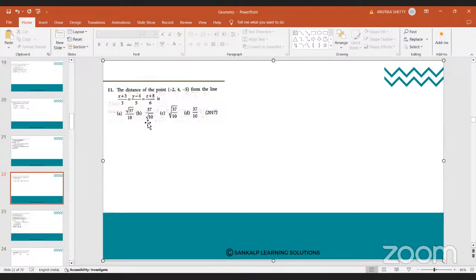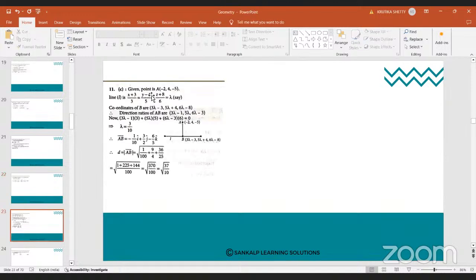See how we can solve this example. The given point A is (minus 2, 4, minus 5), and the line is (x plus 3) upon 3, (y minus 4) upon 5, (z plus 8) upon 6 is equal to lambda. By equating it to lambda, we get the coordinates of the point B. How can we get it? x will be, multiply this by 3 lambda. So we have to get the x, y, z values.